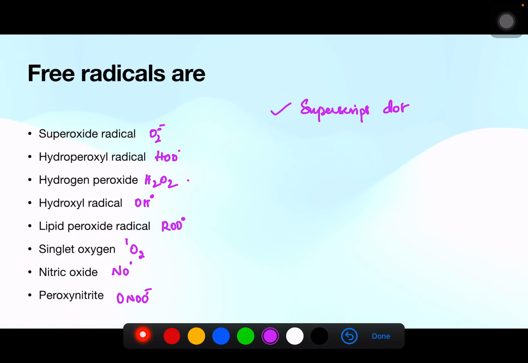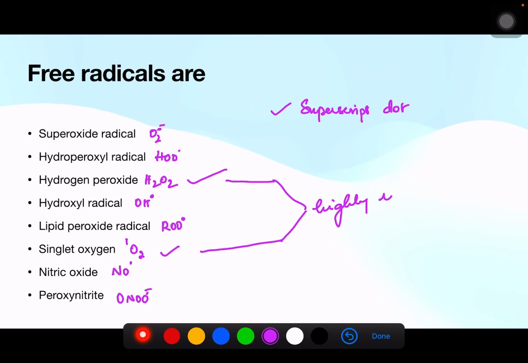Now hydrogen peroxide and singlet oxygen do not have a superscript dot because they are not free radicals, but still we have grouped them under free radicals because of their extreme reactivity and other characteristics of free radicals. They are extremely reactive, they cause damage to your tissues, and they have all other characteristics of free radicals, so they are grouped under this.